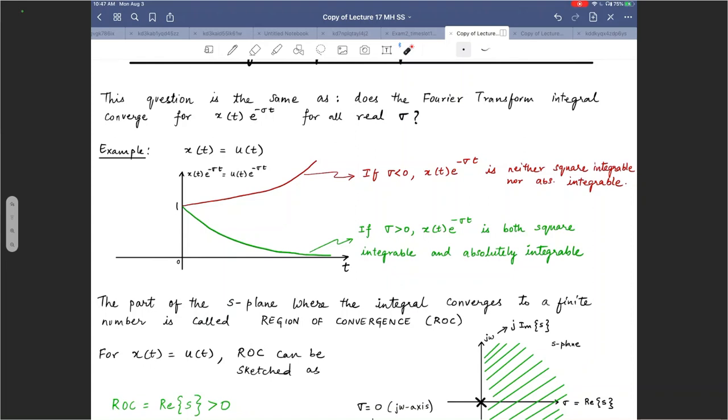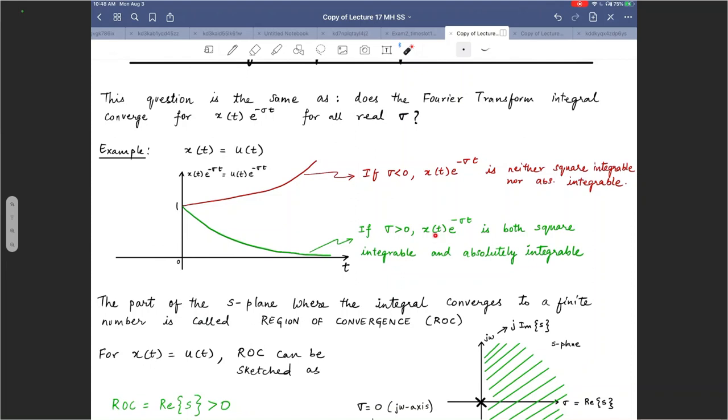Now, if we chose sigma to be greater than 0, a real positive number, what would happen? You would get e to the negative 5t, e to the negative 10t, something that decays exponentially. That is multiplied by u of t, of course. So if sigma is greater than 0, x of t multiplied by e to the negative sigma t is going to be both square integrable and absolutely integrable. As you can see, as I scan from left to right here, my area is going to converge to a particular value. It's going to be less than infinity.